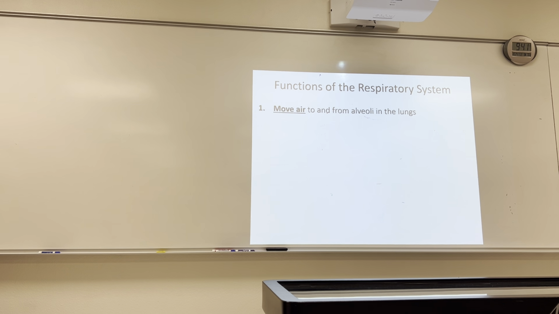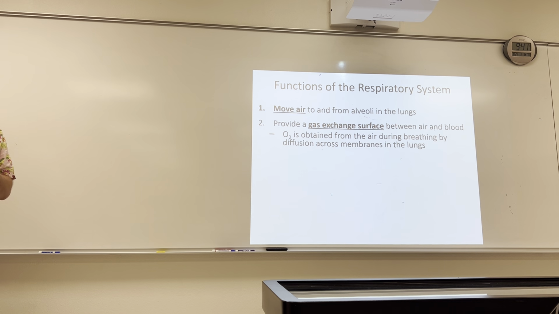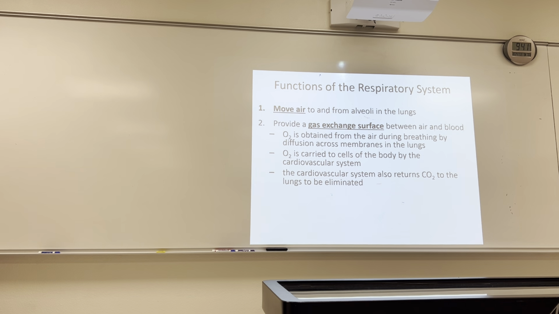So we've got to move air in and out of the lungs. We've got to provide a gas exchange surface, which means we've got to get the air really close to the blood. We're not pumping air or oxygen into the blood, and we're not pumping carbon dioxide out. It's diffusing. So we've got to get air really, really close to the blood. And then we're going to transport it all through the system.